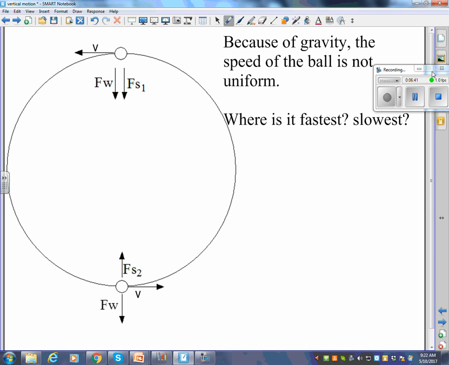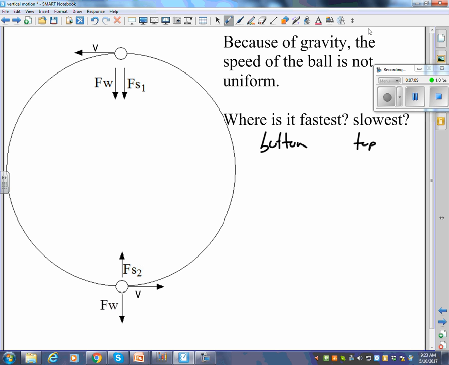So where is it fastest? The answer is at the bottom. And where is it slowest? The answer is at the top. If you keep that in mind in all the problems that you're doing, okay, quite often we get issues with the positive and negative signs and kids get a little bit mixed up. Always come back to where is it fastest, where is it slowest, and then you can make the math work. You can make the adjustments that you need to, or you can find the error that you've made.